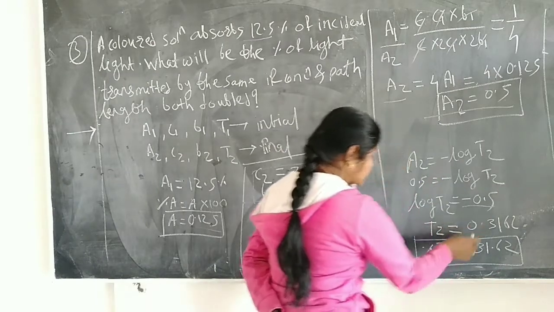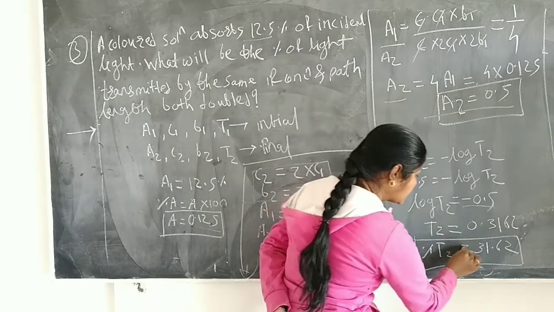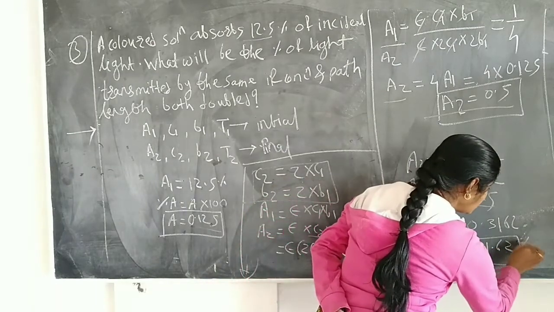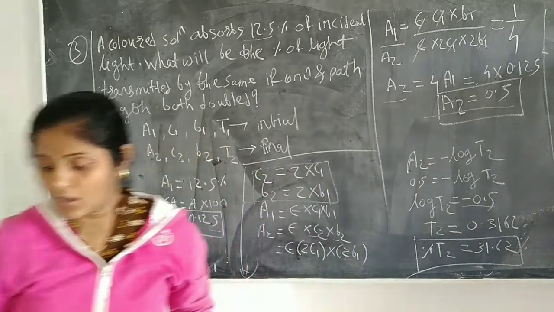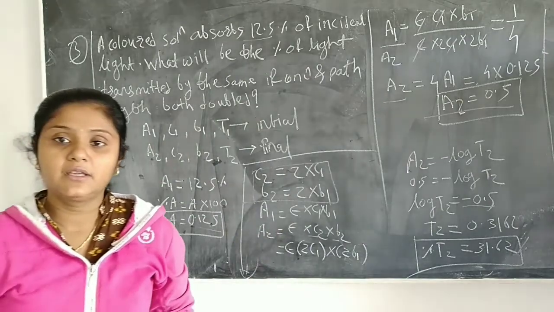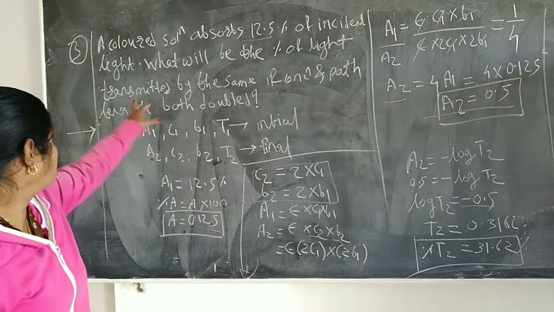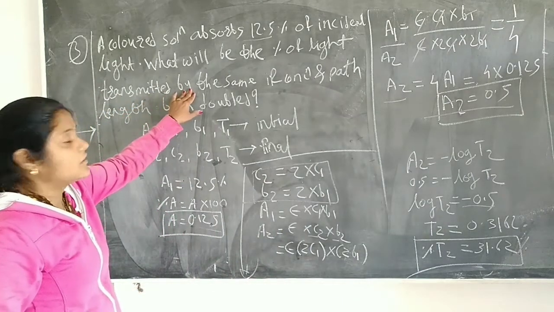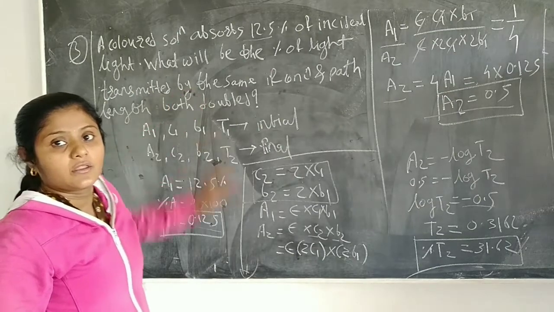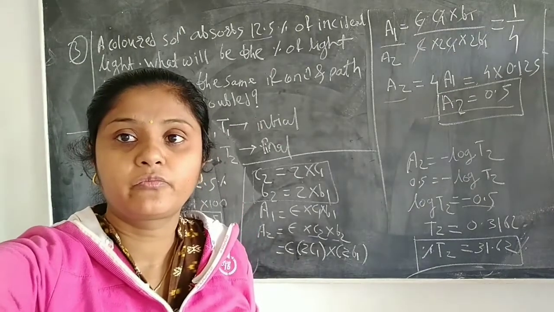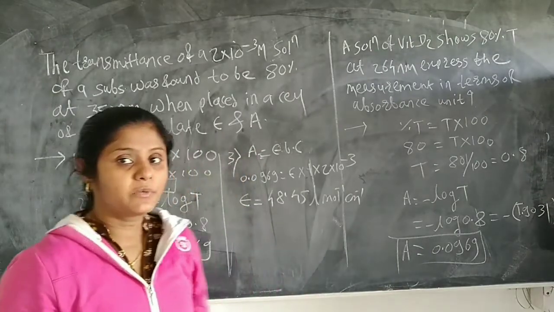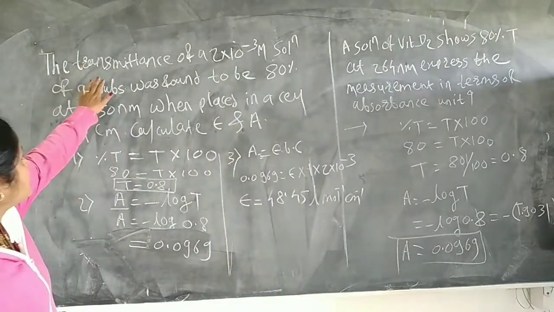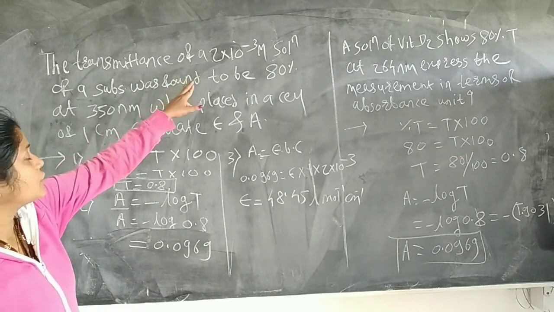After converting this value into percent, we get 31.62% of the transmitted solution. So students, this is all about problem number 3, which is based on the transmittance of a solution. Thank you.